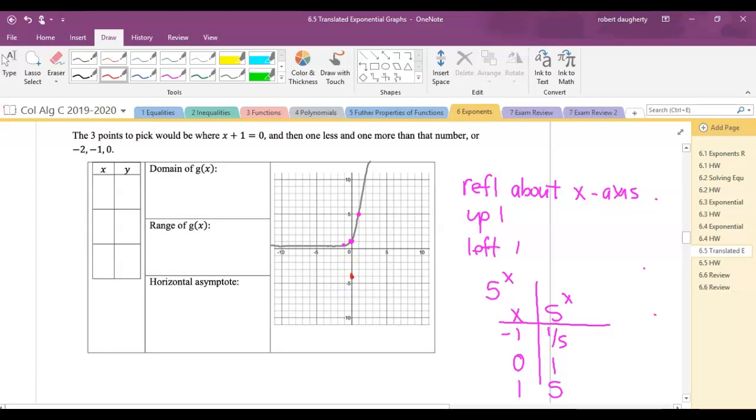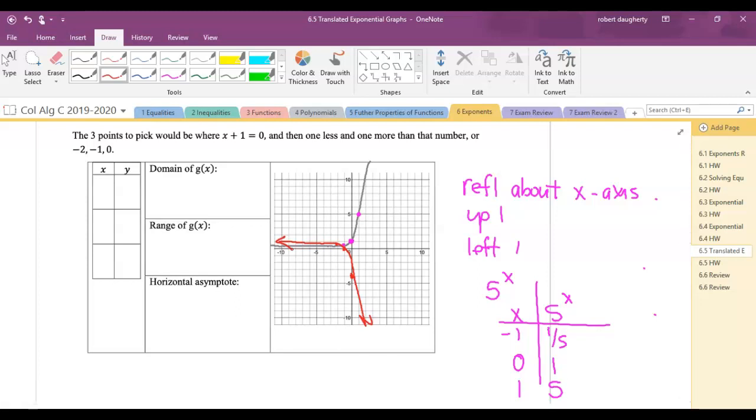What happens when I reflect this one? It goes here. I move it up 1 and to the left 1. That goes right there. And then if I look at this point, 1/5, it comes down here by 1. Take it up 1 and over 1, and you see it going right there. So in this case, to graph this, you're going to see something that looks about like this.